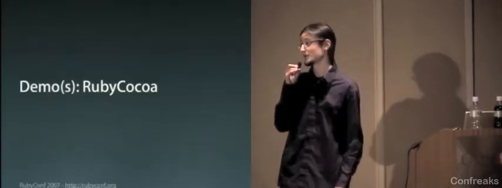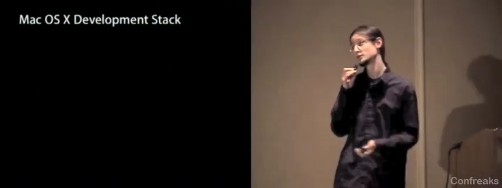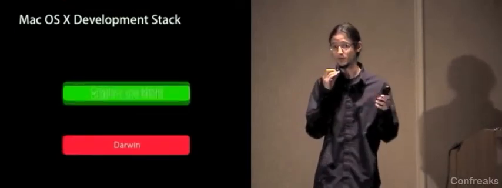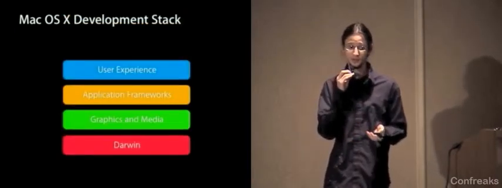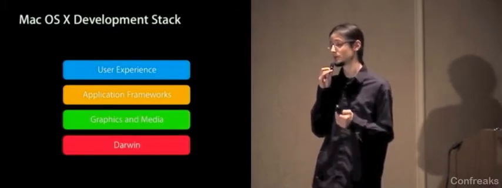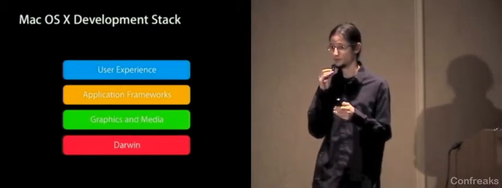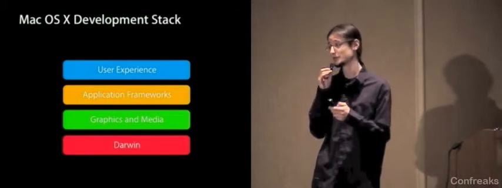This is the macOS 10 development stack. We have 4 different stacks. The Darwin stack is the very low level. It has the kernel, the libc, libsystem, launchd, etc. And it's mostly written in C, so it's 99% C APIs.